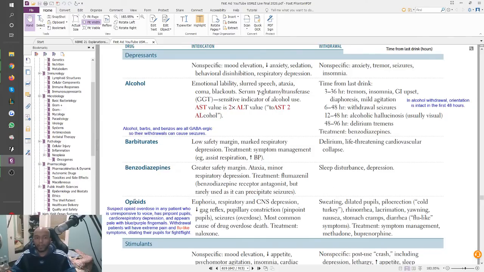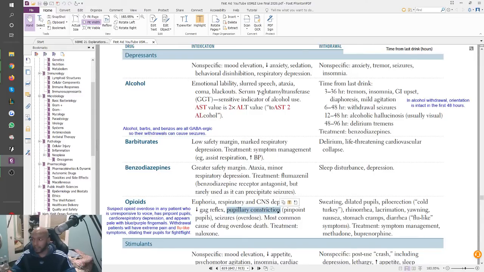Now remember that opioids are all about relaxing, right? I think I've written that here. It appears pale. Withdrawal patients will have extreme pain and flu-like symptoms, dilating their pupils for fight or flight. Yeah, right. Opioids take away your pain. They make you feel very, very relaxed, and you go to sleep. Now, when you close your eyes and it becomes really, really dark, your pupils will constrict, right? So that's what's happening right here.